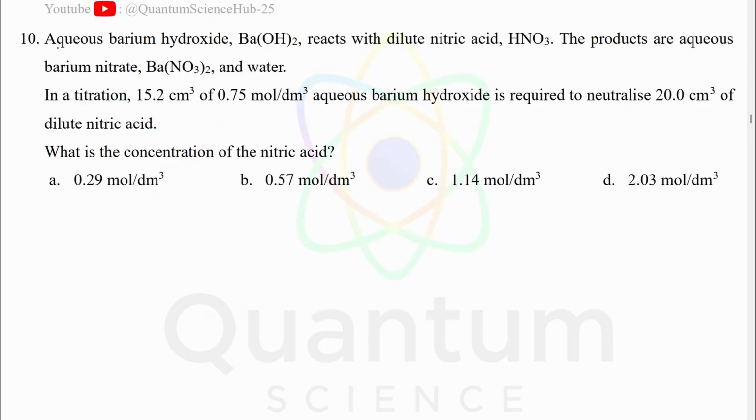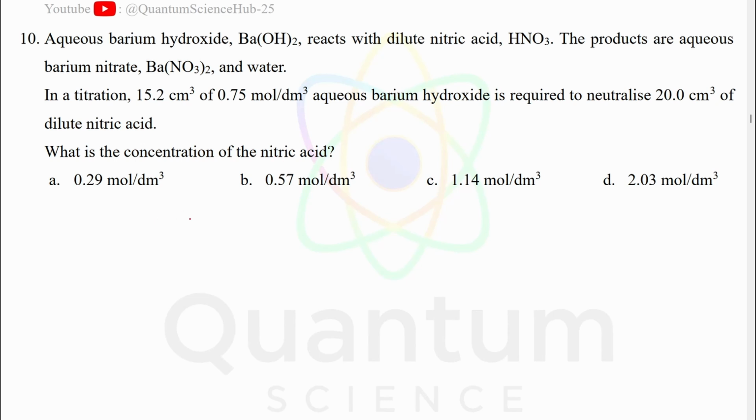Question 10. Aqueous barium hydroxide, Ba(OH)2, reacts with dilute nitric acid, HNO3. The products are aqueous barium nitrate, Ba(NO3)2, and water. In a titration, 15.2 cm cube of 0.75 mole per dm cube aqueous barium hydroxide is required to neutralize 20 cm cube of dilute nitric acid. So what is the concentration of nitric acid?